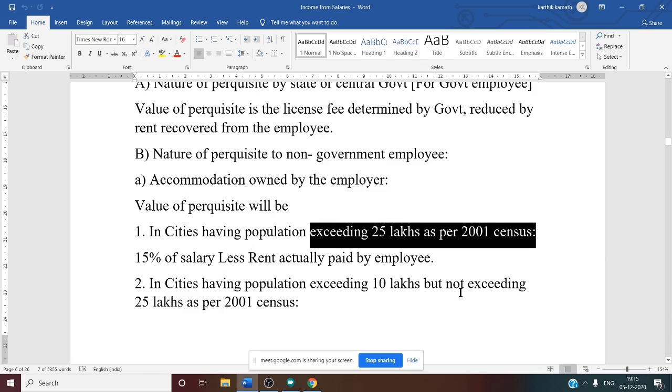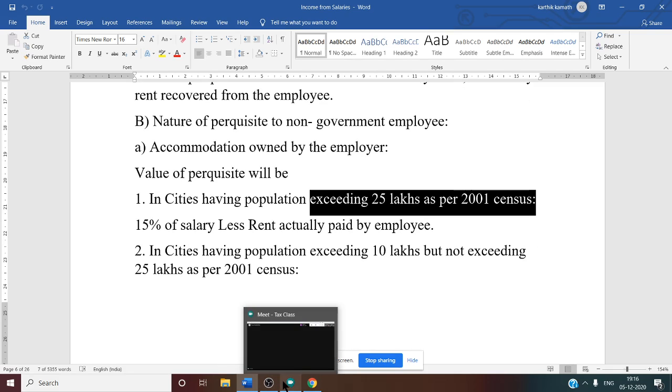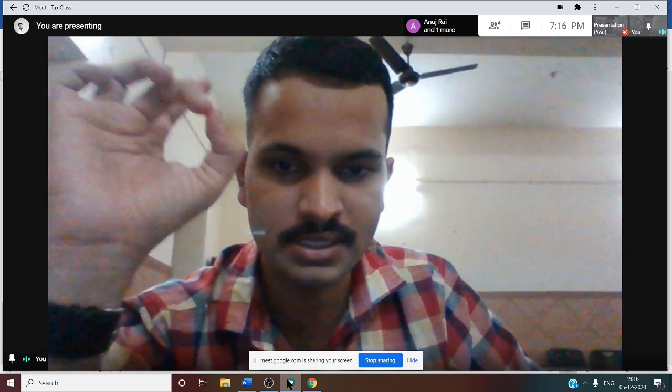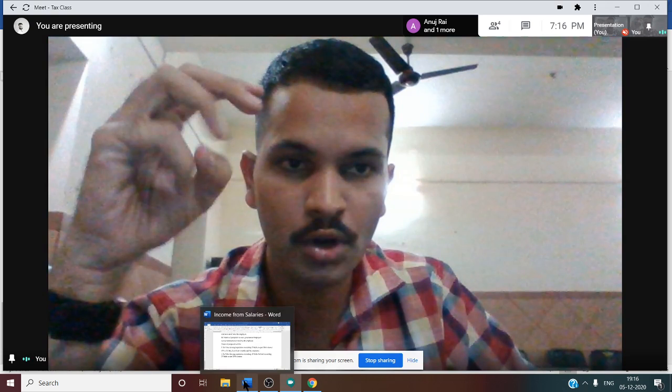So what do you mean by perquisite? Perquisite means anything given in addition to the salary. It may be a monetary benefit or a non-monetary benefit. It may be in cash or in kind. That is known as perquisite. So first, under RFA calculation, we have to calculate the value of the perquisite. In the case of a house owned by the employer, we discussed three cases.